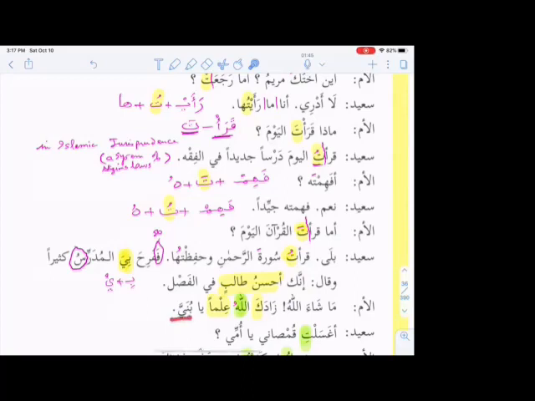This is a beautiful dua. The mother is giving: Zadakallahu ilman, may Allah increase you in knowledge. Ya bunayya, oh my dear little son, may Allah increase you in knowledge.